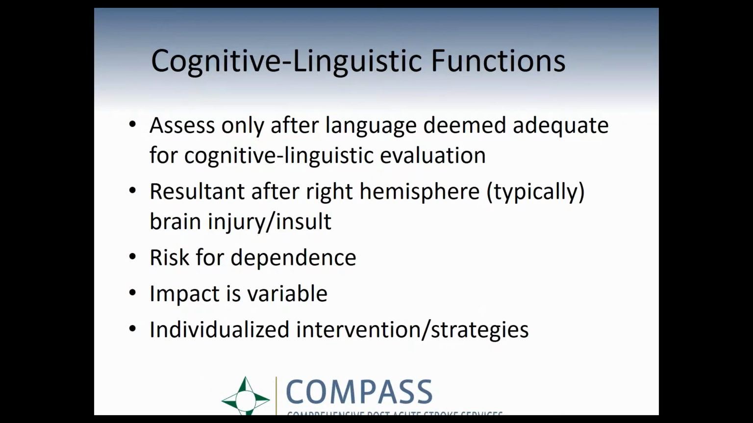So, shifting to cognitive linguistic, once we've established the patient's language is good enough to proceed with cognitive linguistic intervention. Shifting to typically the right side of the brain, but again, we're all wired differently. We want to think about these patients typically having a high risk for dependence. Their impact is variable on their day-to-day life, just like it is across all of our disciplines. And we need to really keep things individualized, just like we do with everything.